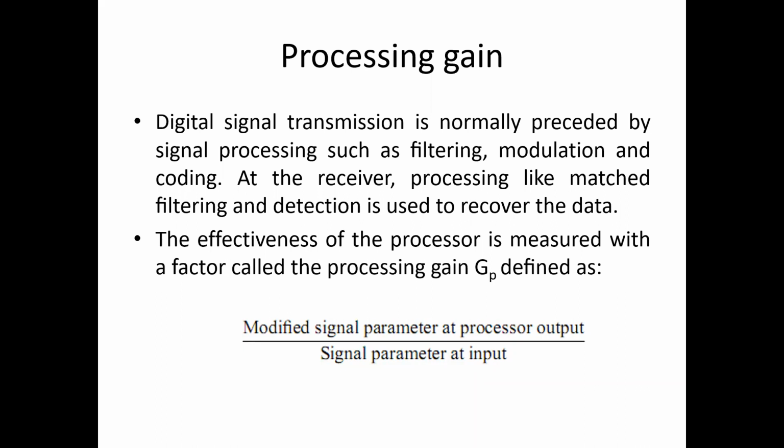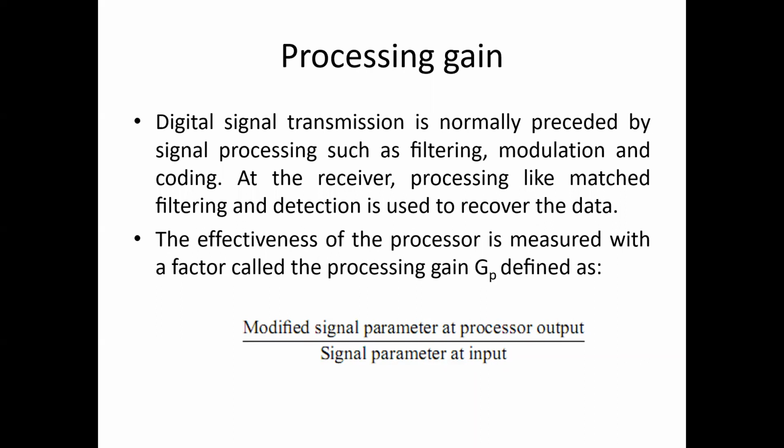GP will be defined by two formulas, based on the kind of spread spectrum system. In the direct sequence spread spectrum system, GP will be RC over RB. And as you know, RC is greater than RB, so the processing gain is always greater than 1. Don't be confused with the value of processing gain. We are saying it's a gain, so the value must be greater than 1. It's a gain, not attenuation.